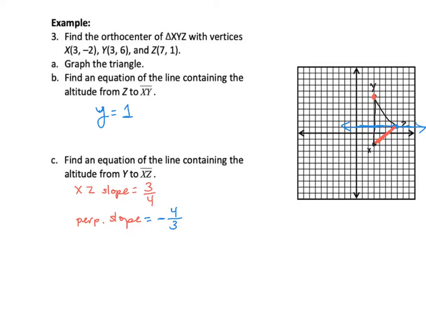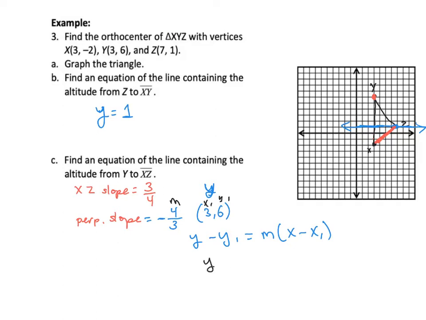Okay. The point we're going to use is 3, 6 because that's our y point. That's where y is at on the coordinate plane. And now we're going to use the point-slope formula: y minus y1 equals m times x minus x1. We know this is our x1, here's our y1, and this is our slope. So just substitute in, and then we'll get our equation.